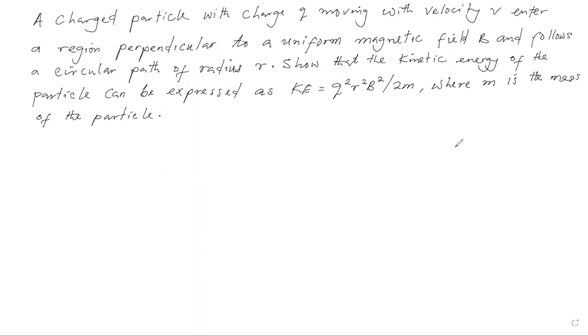Okay, so the question says a charged particle with charge Q moving with velocity v enters a region perpendicular to a uniform magnetic field B and follows a circular path of radius r. Show that the kinetic energy of the particle can be expressed as kinetic energy being equal to charge squared, radius squared, and magnetic field squared, divided by 2m, where m is the mass of the particle.